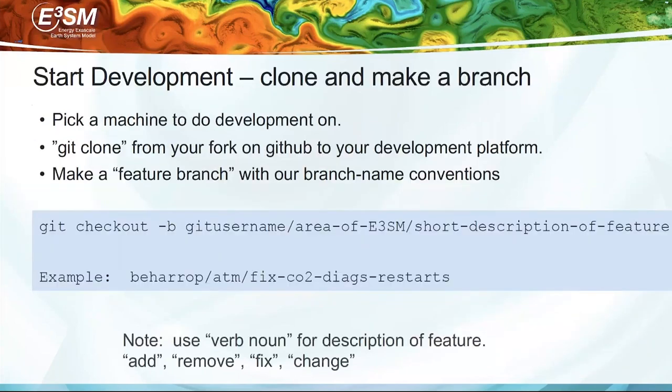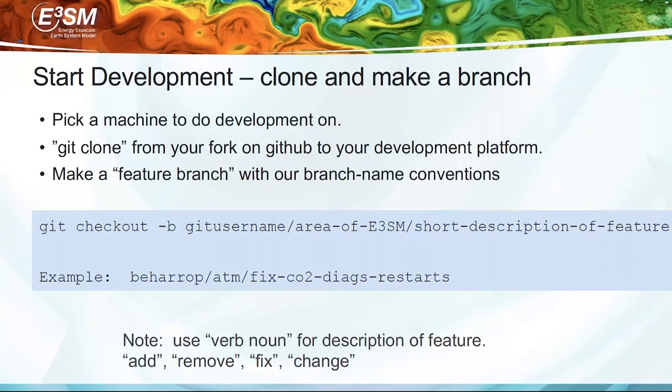And so now you have your fork, you're set up, and you're ready to start development. So you have a machine that you're comfortable working on. Maybe it's your laptop, maybe it's a cluster you have really good internet access to. So you're going to do a Git clone from your fork on GitHub to your local machine, and then you're going to make a feature branch with our branch name conventions, which have been in place for a while.